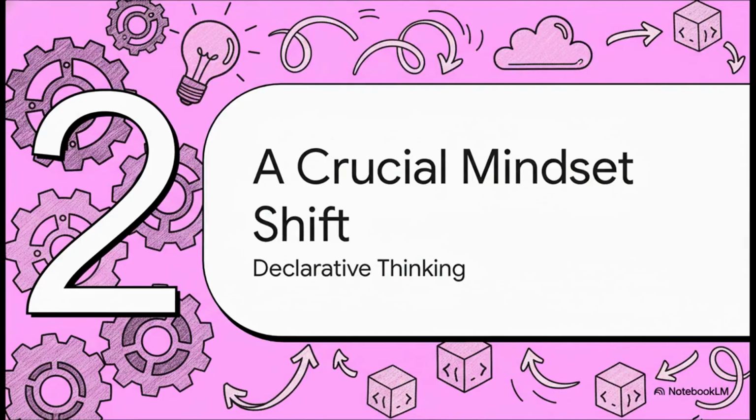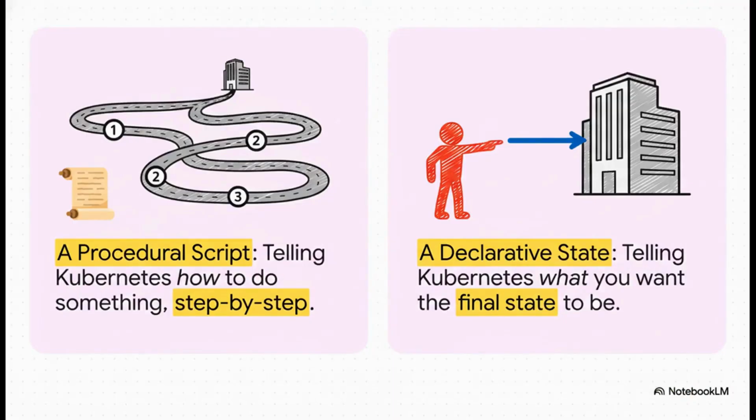So the solution here isn't about memorizing more stuff. It's not about flashcards. It starts with a really crucial shift in how you even think about Kubernetes manifests in the first place. Okay, let's really dive into this, because this is the core of it all. A Kubernetes manifest is not a script. You're not writing a list of commands telling Kubernetes how to do something step by step. No. Instead, you are describing a declarative state. You're simply telling Kubernetes what you want the world to look like when it's all done.